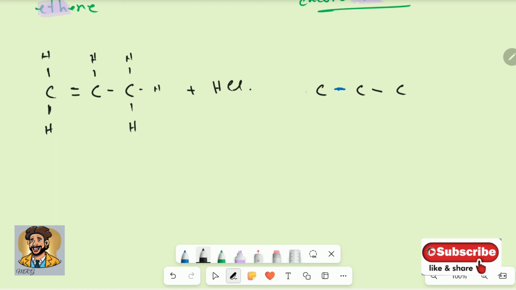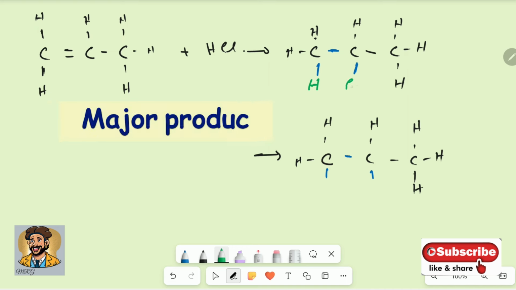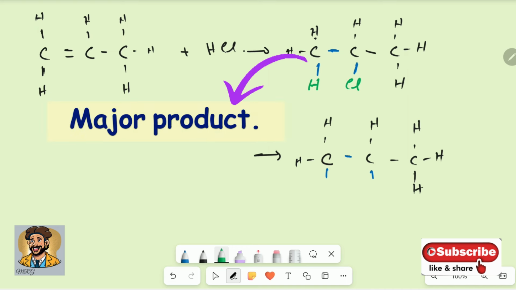So what we had, this one is the product. This is hydrogen, hydrogen, hydrogen, hydrogen, hydrogen, and hydrogen. So now we have two spaces. One here and one there. So I'm going to repeat that one because we have two possibilities. Now what will the difference be? In one of them, the hydrogen will come to the first carbon and the Cl will come to the second carbon.